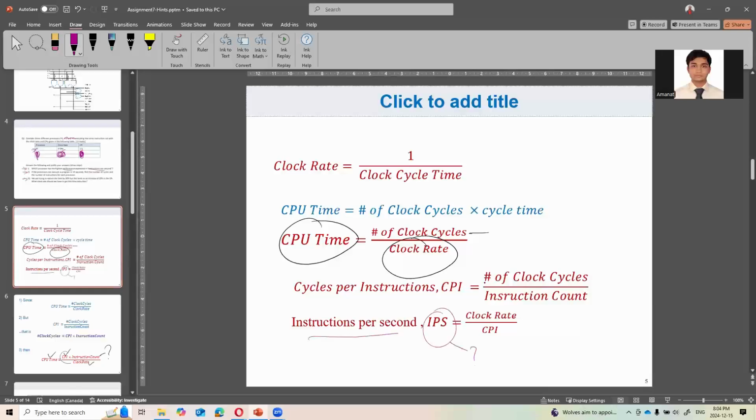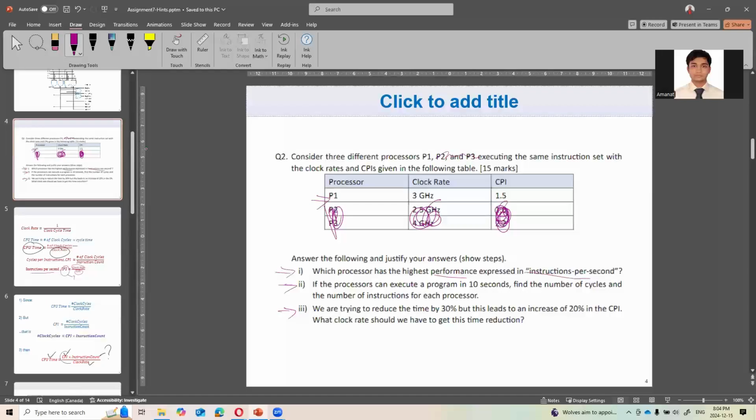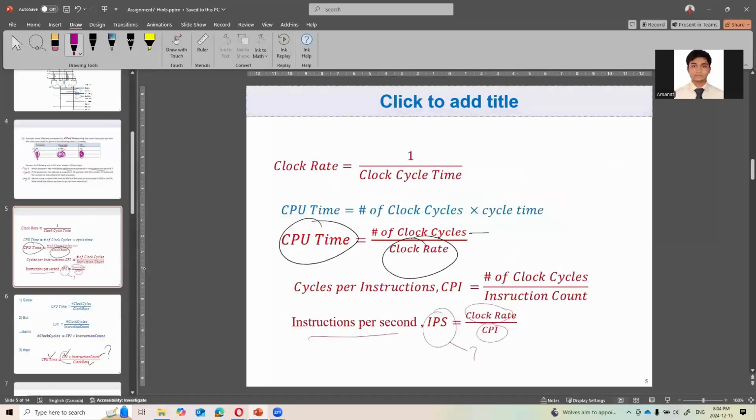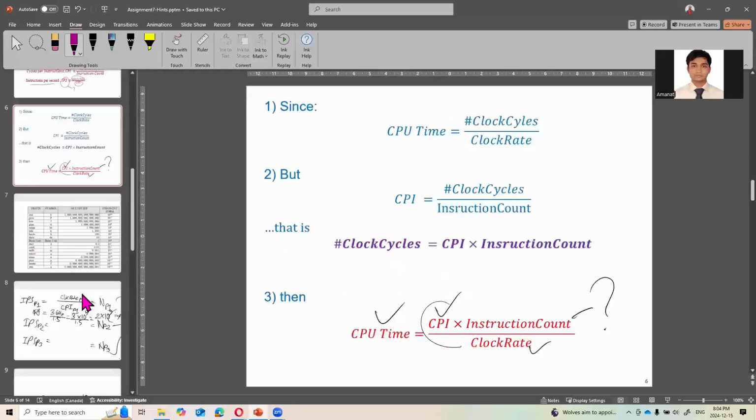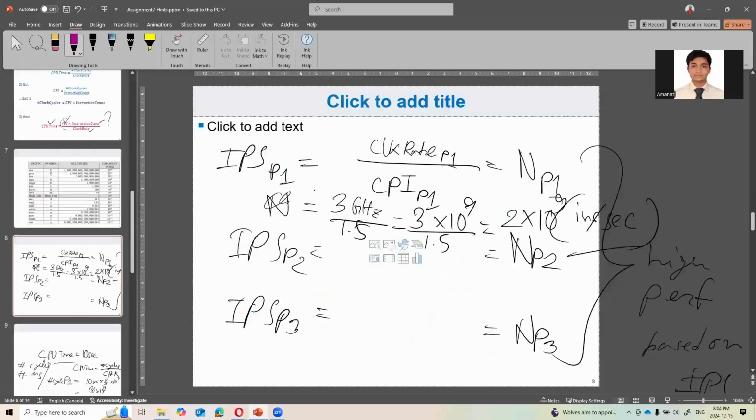Do we have the two components for the formula? Clock rate and CPI. Clock rate, we have it. CPI, we have it. Then we can solve this problem. So I'll just do the solution here. Let me remove the extra things.